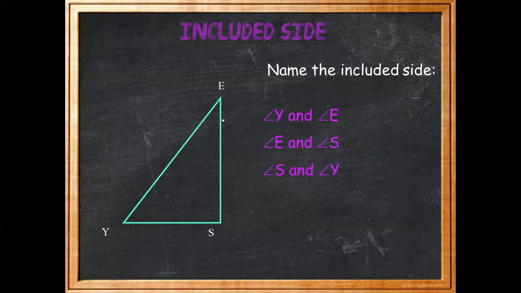So here we're going to name the included side. If we're given angle Y and angle E, our included side is going to be YE. If we're given angle E and angle S, our included side is going to be ES. If we're given angle S and angle Y, our included side is going to be YS.